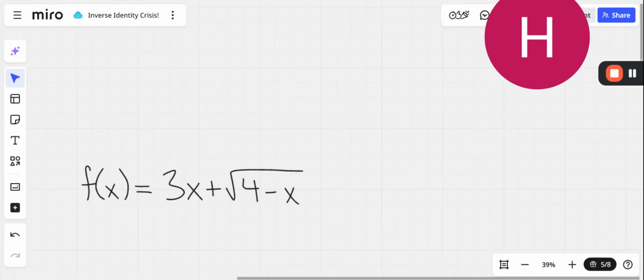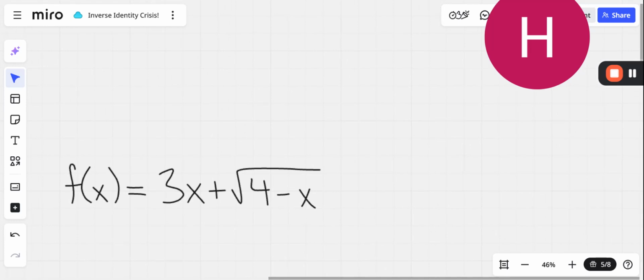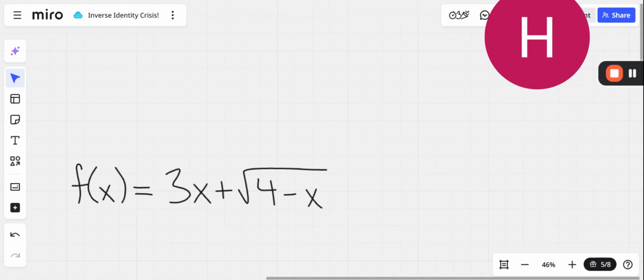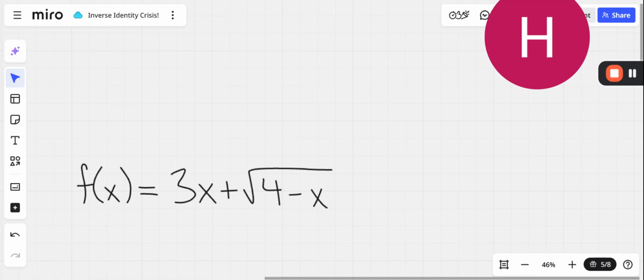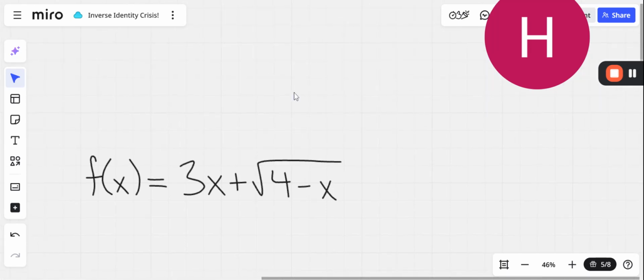The title of this video is called Inverse Identity Crisis, and that's because finding the inverse of this is not easy. It could be a bit of a crisis. As you can see, we have just a function. That's all. And the goal is ultimately to find the inverse of this function. So we're going to have to consider carefully how to work with this, because we have a linear piece plus some kind of radical expression.